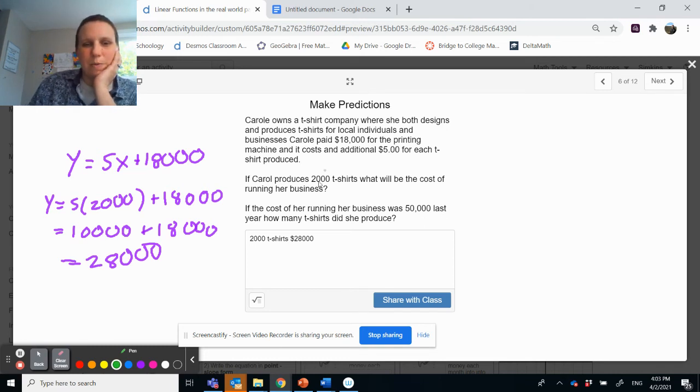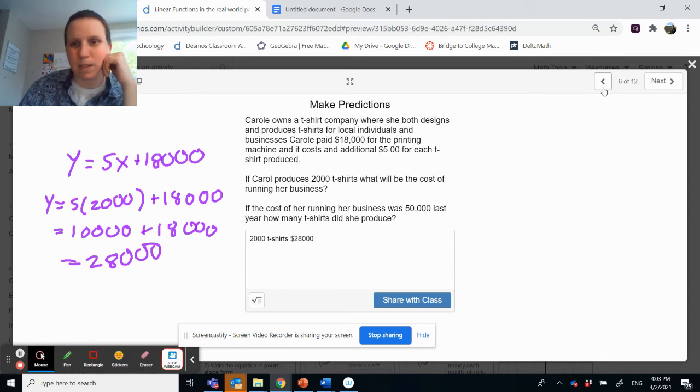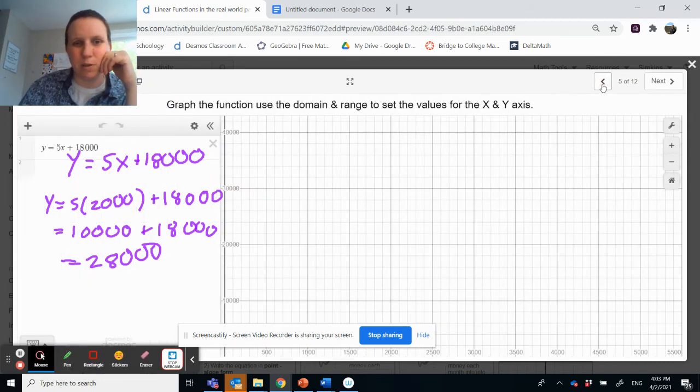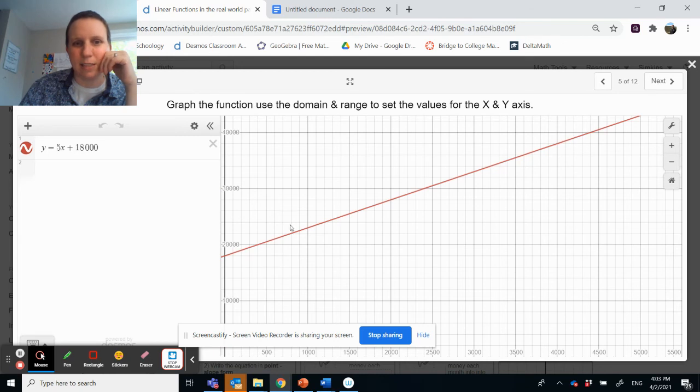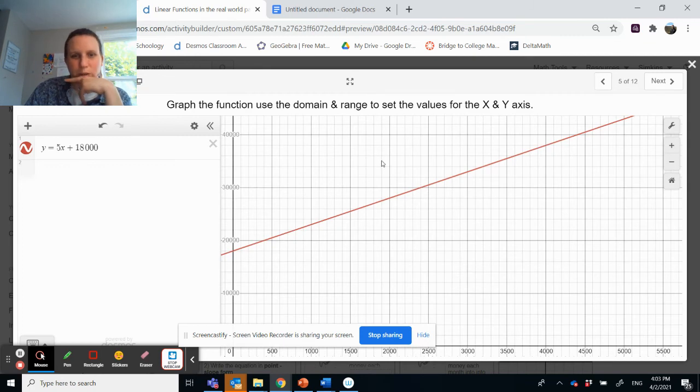Now let's look at this next question. The cost of running her business was $50,000 last year. How many t-shirts did she produce? So she spent $50,000. How many t-shirts does that mean she produced? Let's answer that with a graph first. So I'm looking for 50,000. That's on the y-axis, and 50,000 is outside of what I estimated from my domain. So I'm just going to zoom out a little.